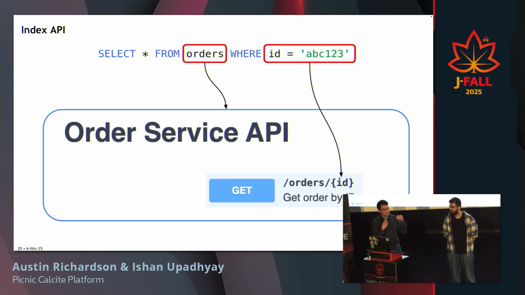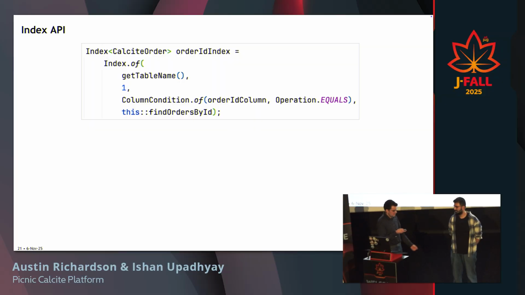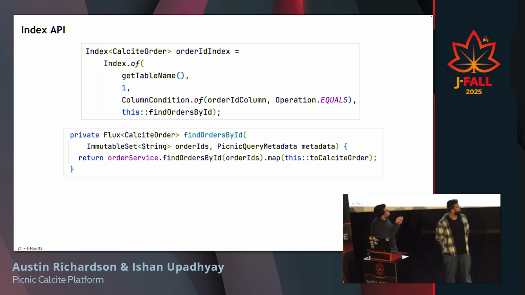And since we wanted to make it as easy as possible for people to add new tables, we wanted to introduce a new abstraction layer. So if we look at a simplified example of how you could set this up, you can define an index like this. So you have a column condition, and you've said, I have this order ID column, and if I detect that someone is trying to apply an equals operation to it, I'm going to invoke this code to retrieve the results. And then that code might look something like this. So we're just calling the order service, we've passed in these order IDs, and we're returning the results.